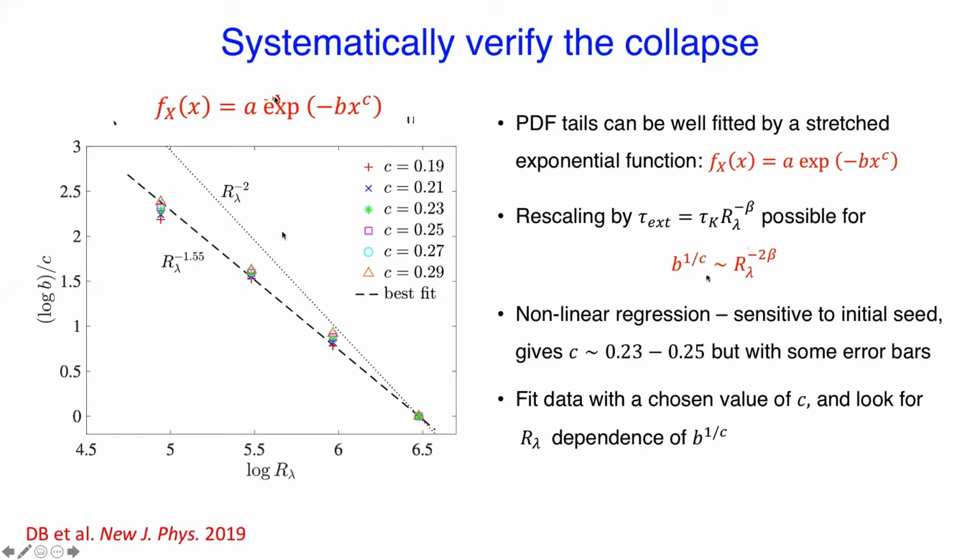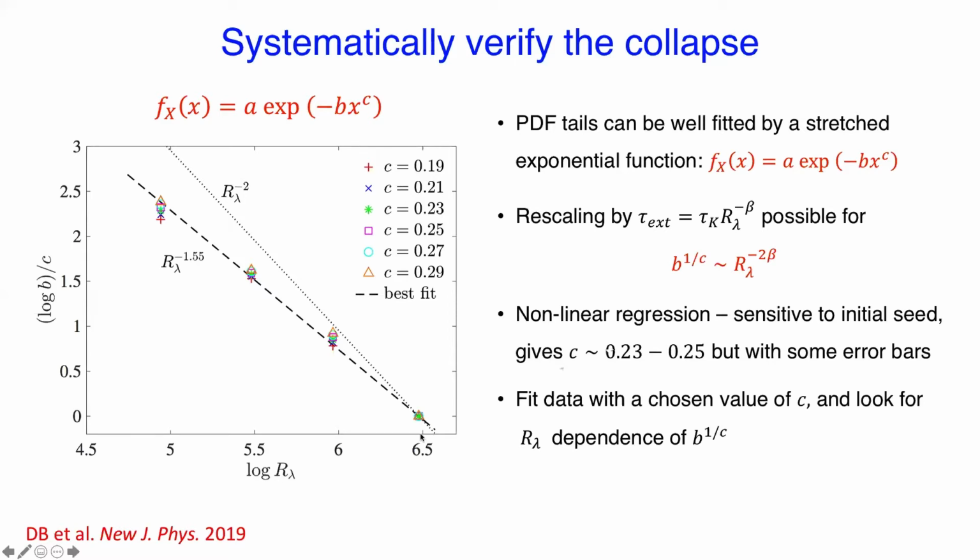Now fitting this function is a bit tricky because it requires a fully nonlinear regression analysis, which can be sensitive to initial conditions and essentially converge to some local minima instead of the global minima. So we first started off doing that, and we found that the C value is somewhere in the range of 0.23 to 0.25, but with some significant error bars.